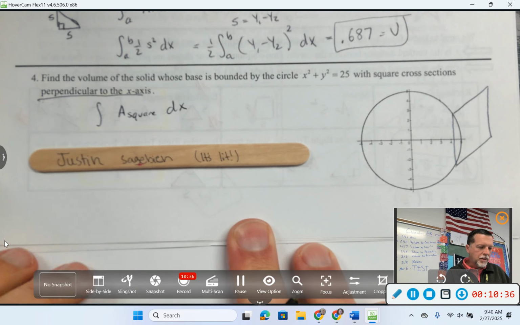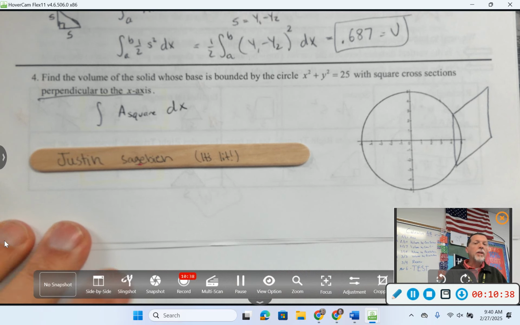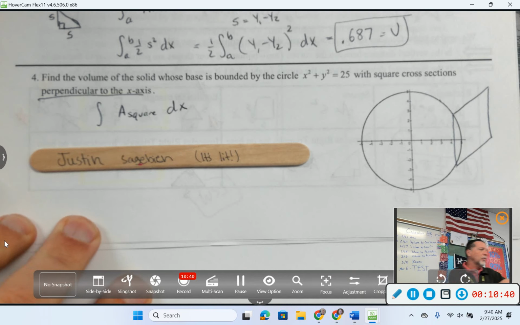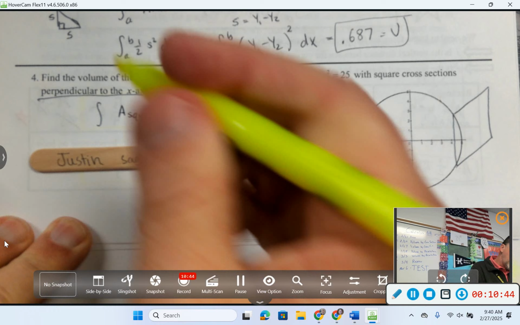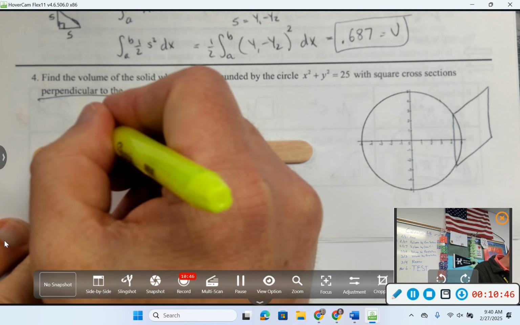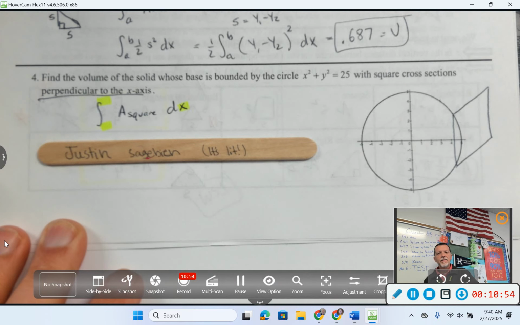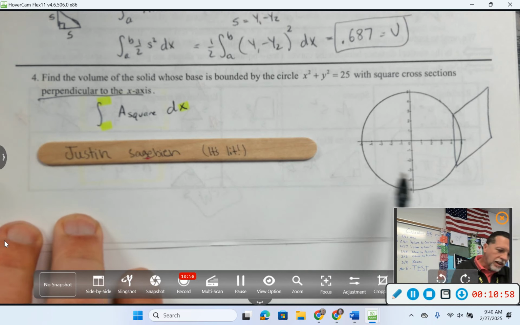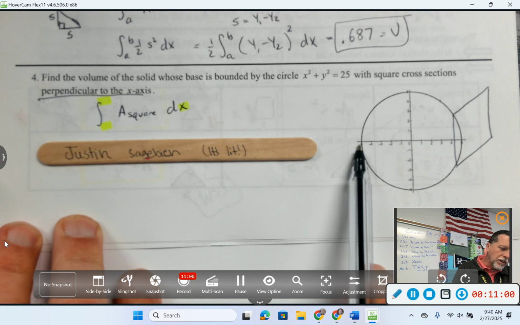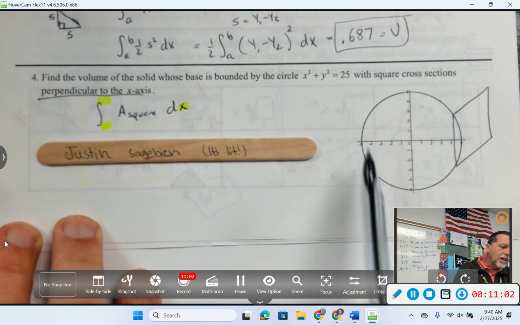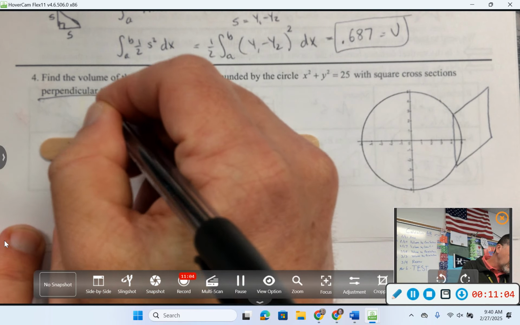Justin, what are my limits going to be? Am I looking for x limits or y limits? I guess that's the first question. X limits. And so from what to what for this problem? I want to get all the way from here to here. So negative 5 to 5. Negative 5 to 5.